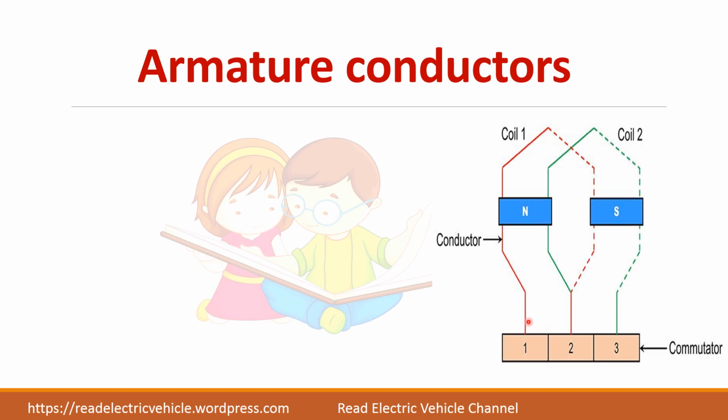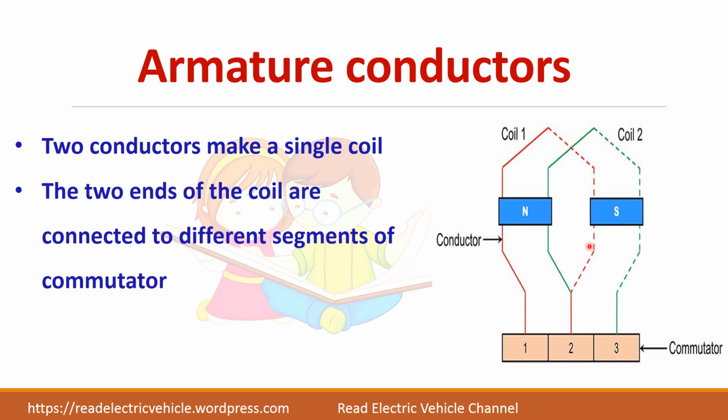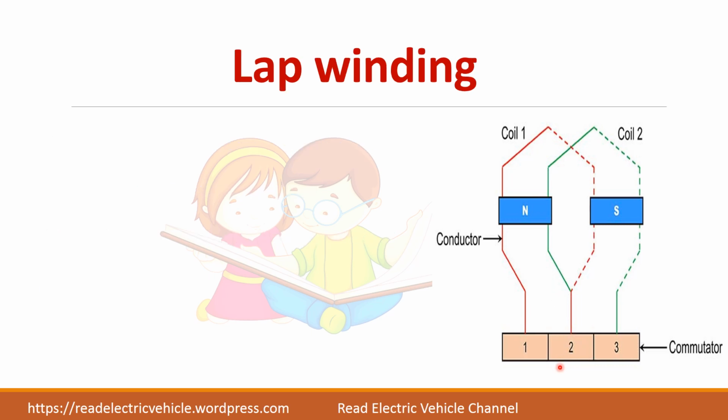So we have seen that this part is a single conductor, and two conductors can make a single coil, and this is the commutator segment. One end of the coil will be connected to one segment, and the other end of the coil will be connected to the other segment. Now we will see what lap winding and wave winding are.